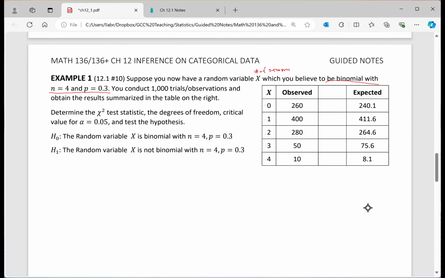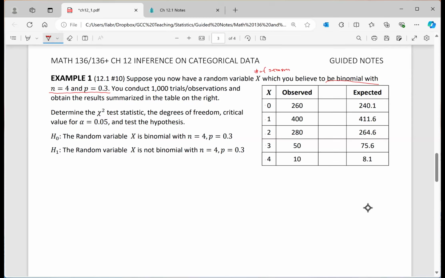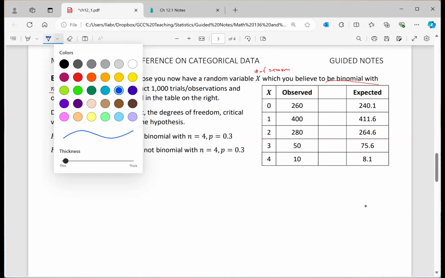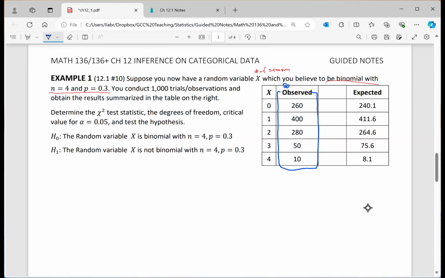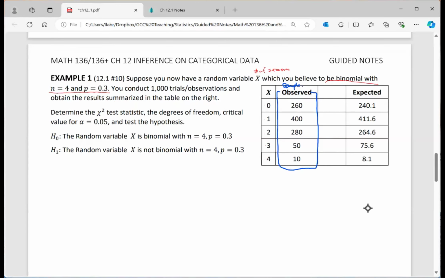And then it says I conducted 1,000 trials, observations, and obtained the results summarized in the table on the right. Notice that the results I see here, observed, are from my sample. So I don't want to pay attention to this just yet. Let's ignore that, because remember, we want to take a look at the expected. So how the heck did they get this expected thing?